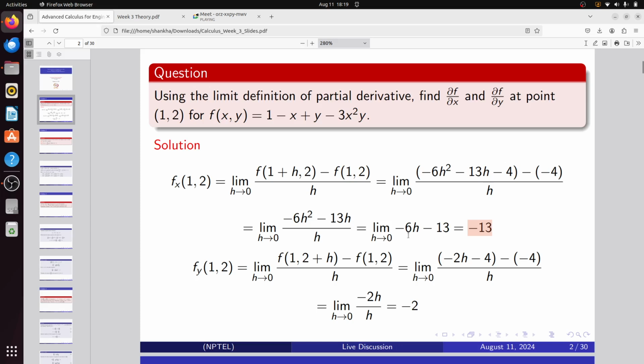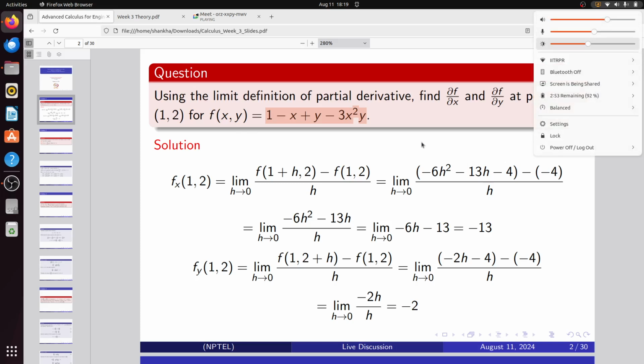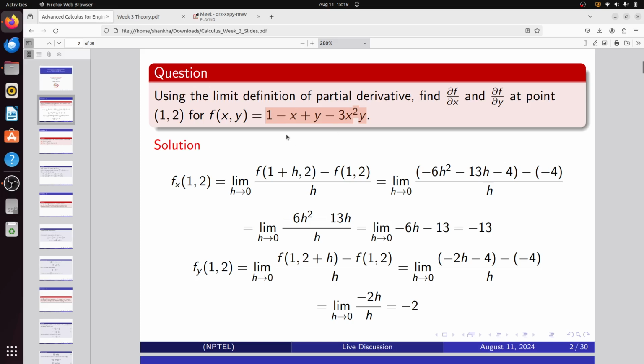Now you can cross check this by just computing del f del x. Can you tell me what will be the value of del f del x? f(x,y) is this. Yes, minus 1 minus 6xy. Now instead of x you need to put 1, and instead of y you need to put 2. So what will be the answer? Minus 1 minus 12, which is minus 13.